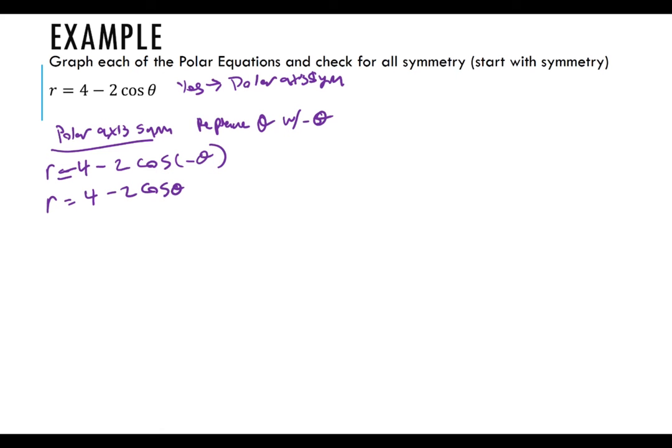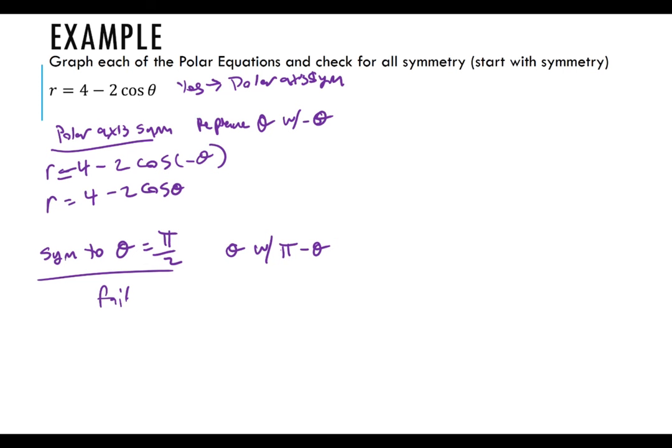So then let's test for symmetry to the y-axis, or to theta is equal to pi halves. Remember, for this one we're going to replace theta with pi minus theta. Now the truth is because this is cosine, recognize that this isn't going to work, and so this one's going to fail just like the last one did. But that doesn't tell us that it doesn't have that symmetry. We just don't know if it does.